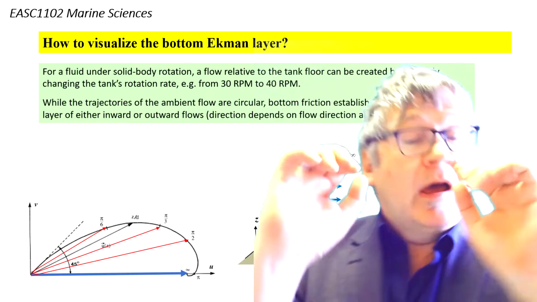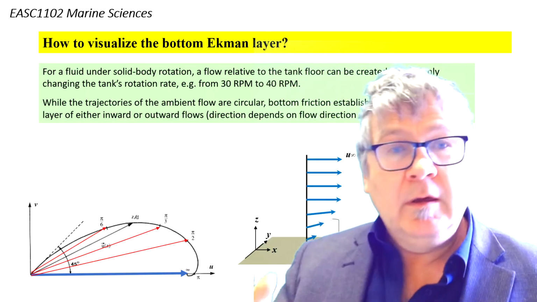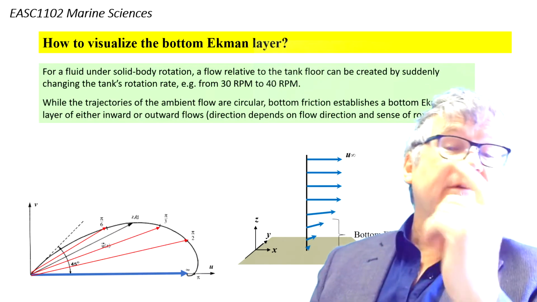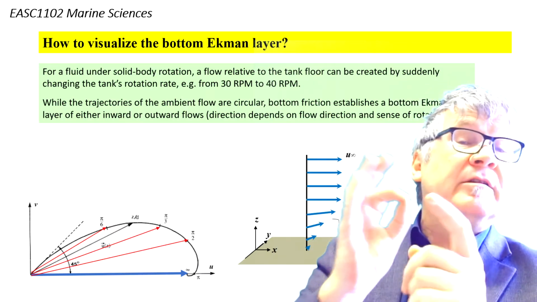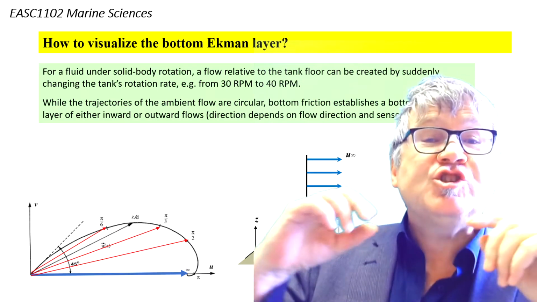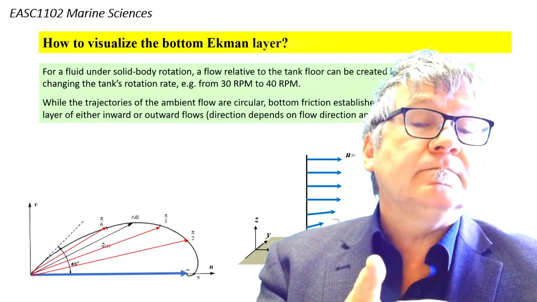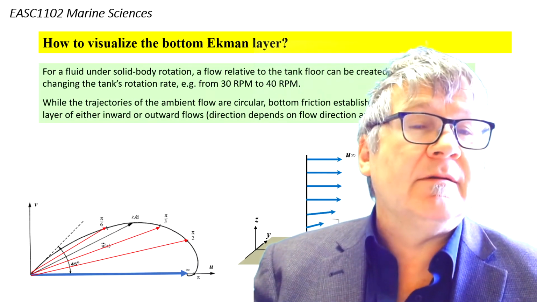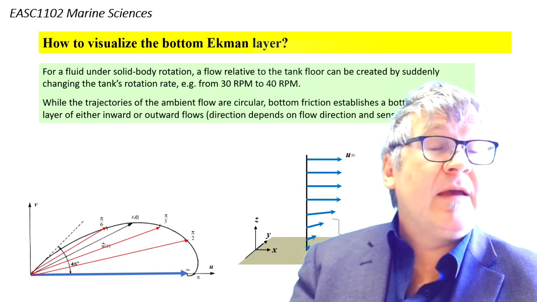Okay. So now how do you visualize, how do you create that in a tank? Again, you start with a tank, which is under solid body rotation. Everything rotates at the same rate. There is no motion relative to the seafloor in that case. But you can create that motion by changing the rotation rate of the tank, by speeding it up, changing it from 30 to 40 rotations per minute. Suddenly. And then you create a bottom Ekman layer.